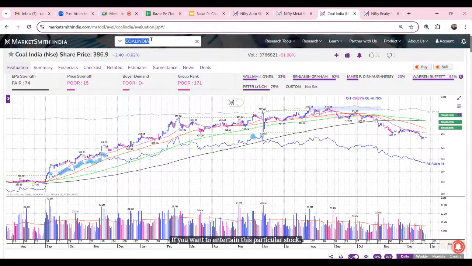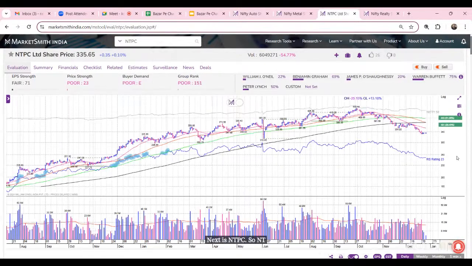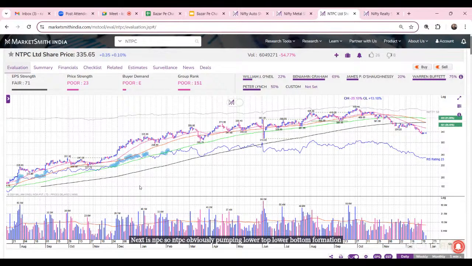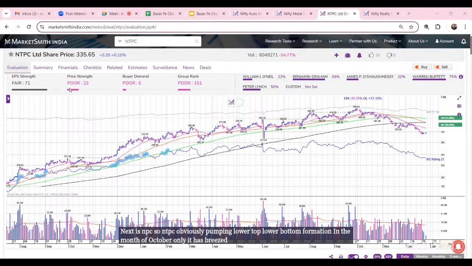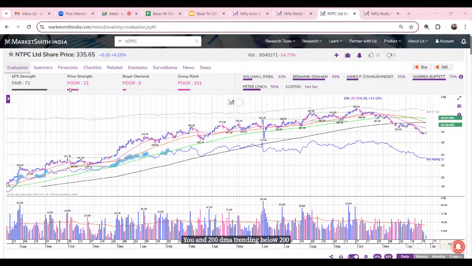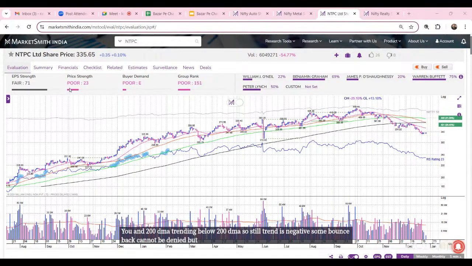Next is NTPC. NTPC is obviously forming a lower top, lower bottom formation. In the month of October only, it breached the long-term upward sloping trend line, the 50 DMA, 100 DMA, even the 200 DMA, and is trending below the 200 DMA. So the trend is still negative. Some bounce back cannot be denied, but the overall trend and sentiment is negative in this particular stock.